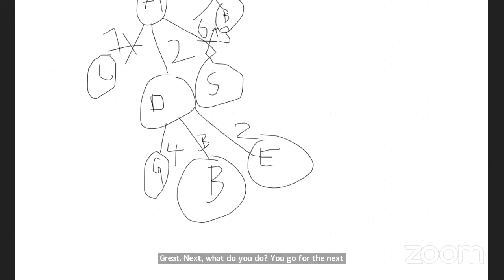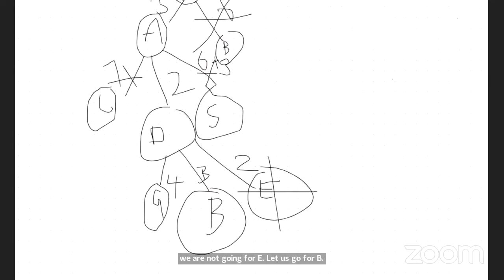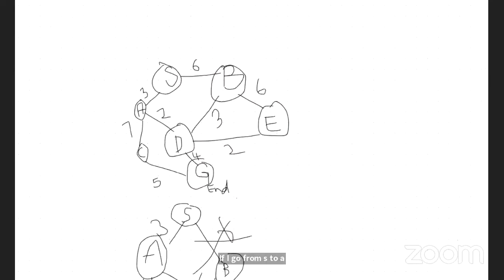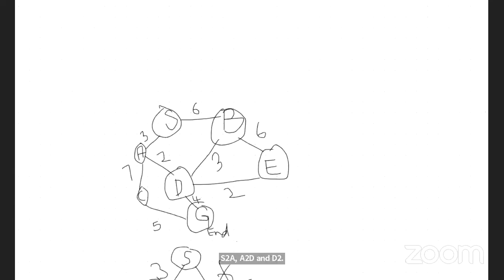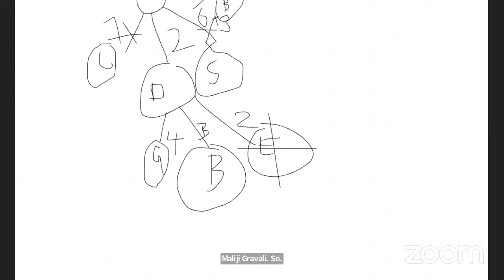Right? Next, you go for the next possibility. I am not going for E. Let us go for B. If I go from S to A, S to A to D, and D to B. If I go to B, what happens? Again I have to come to E, again come to D, and again come to G. So this becomes a deadlock. Right? So this is not a possibility.